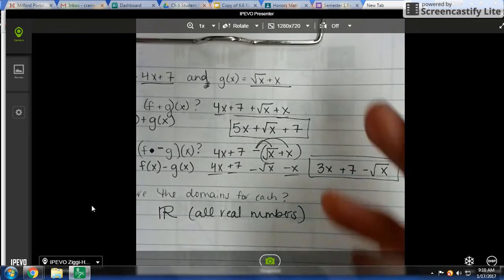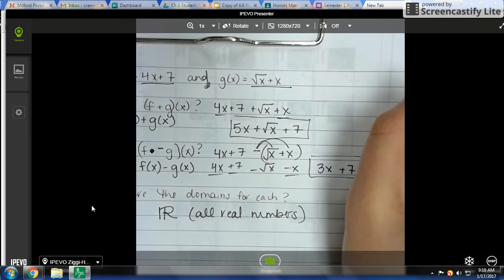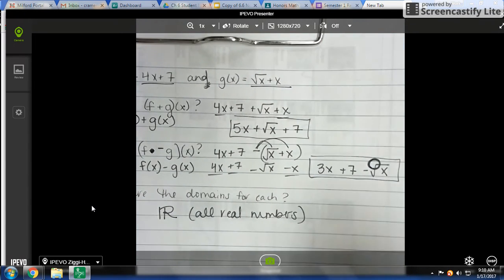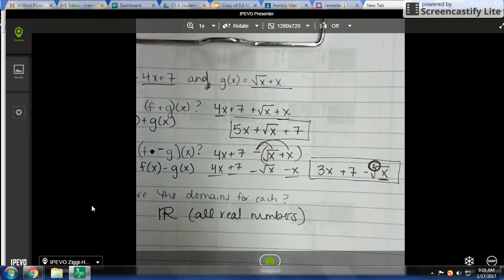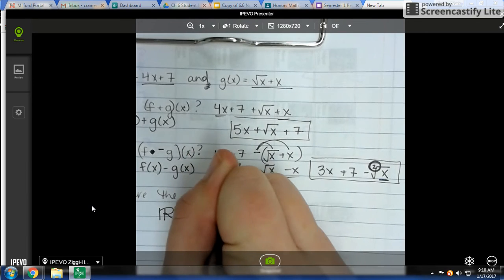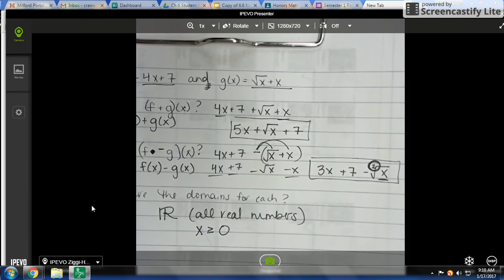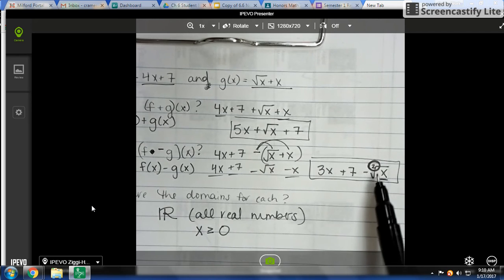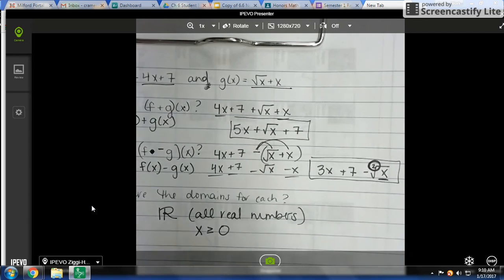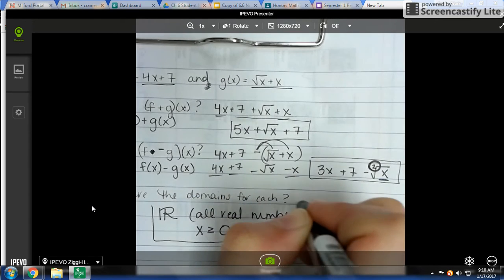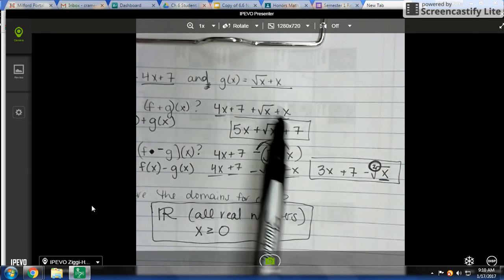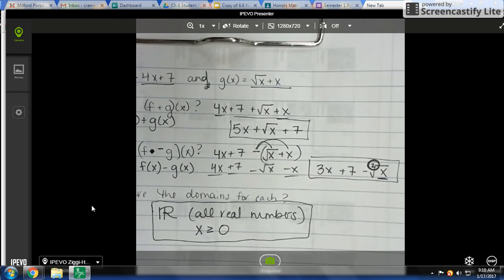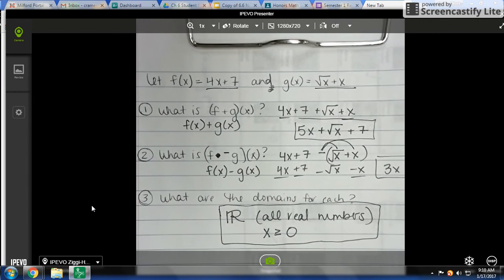Now, the only thing here would be we have an even index. So here we have an even index. What does x have to be? Well, x actually has to be greater than or equal to 0. Because we have that even index, this is not allowed to be a negative number. So it is all real numbers, but x has to be greater than or equal to 0. And there's no, like I said, excluded values since we don't have any denominators. If there were denominators, we would have to look for that as well.